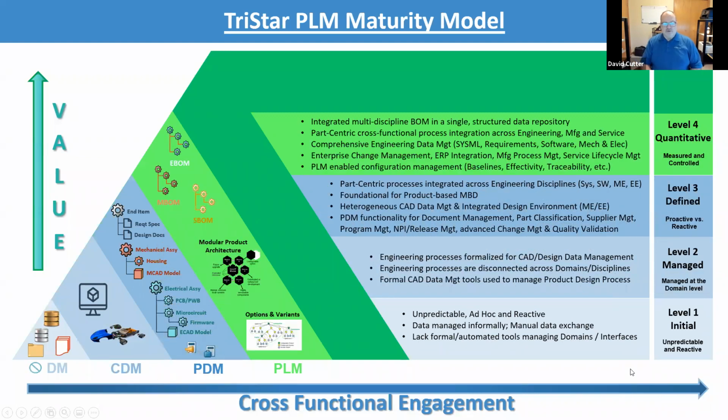So then you come into what we call the first tier of PLM, which is, if you've achieved this level, you've got multidiscipline BoMs in a single system. You have that part-centric cross-functional. And the big piece here is you're getting that enterprise change management, your ERP integrations, and you get your PLM-enabled configuration management so you can do your baselines and such, effectivity and traceability throughout the organization.